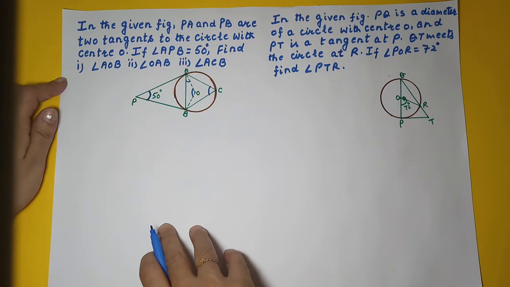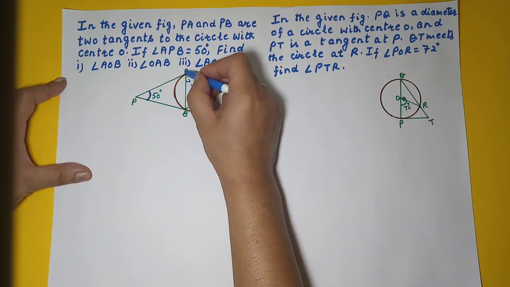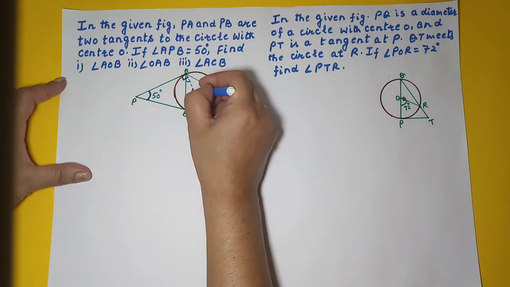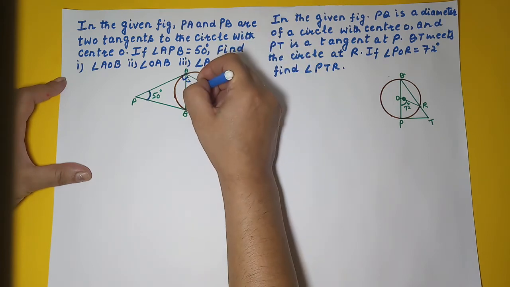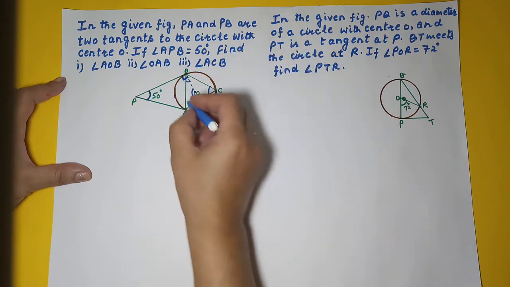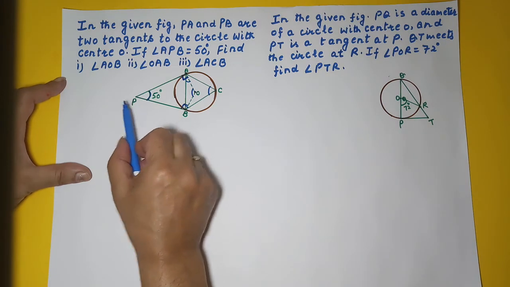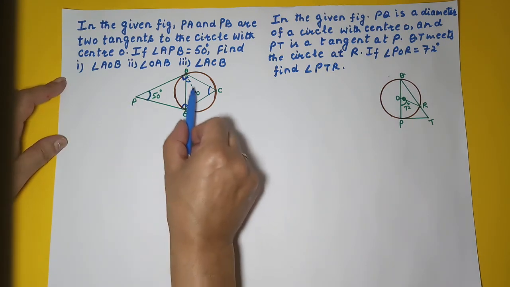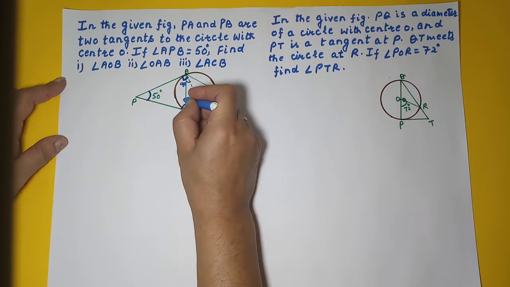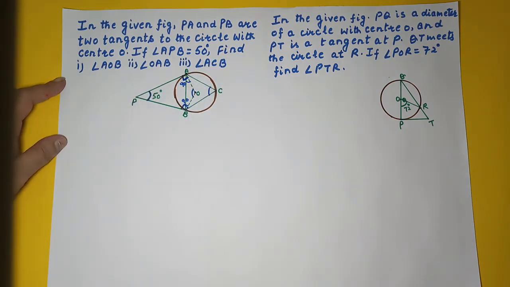So since PA is the tangent, OA is the radius, so this angle will be 90. We know that the line joining the radius and the point of contact is a perpendicular line, so this is 90. Similarly, this will also be 90 degrees. So if you consider the quadrilateral PBOA, you have 90 here, you have 90 here, you have 50 here. You can calculate angle AOB, your first part.